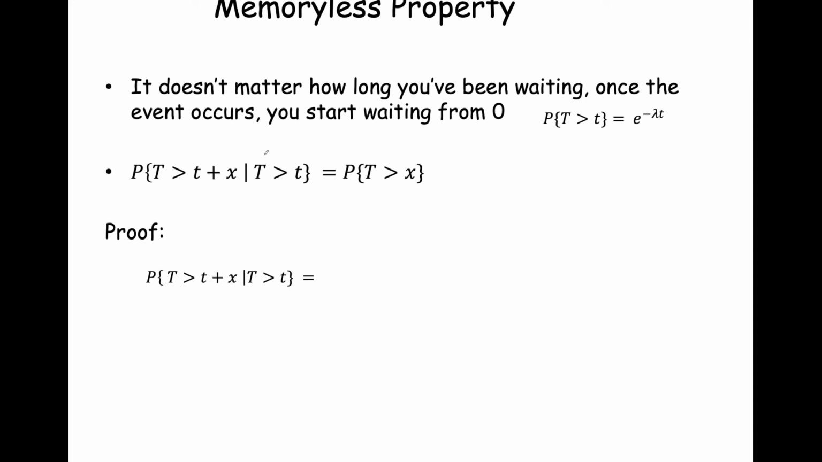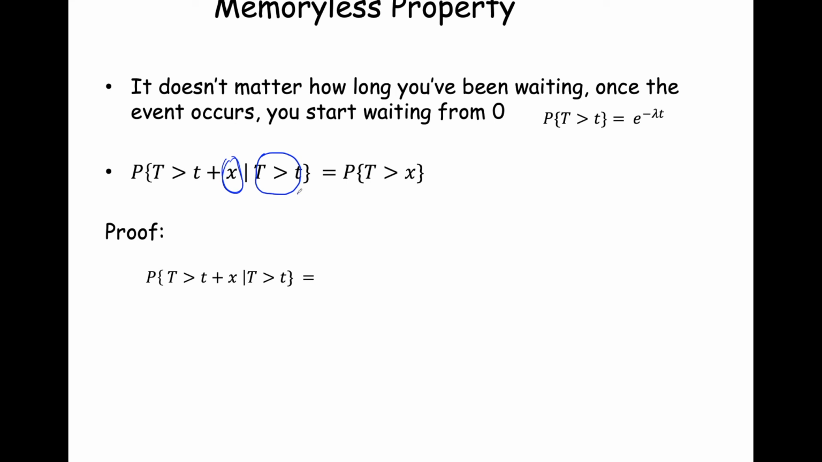And what it says is that knowing that you've waited longer than little t, that little t doesn't matter. It's just that x that matters. And so it says once an event occurs, you reset, and all that matters is the amount extra that you're going to wait. So that's what this memoryless property means. Once you see an event occur, you start waiting again for the next occurrence from scratch.